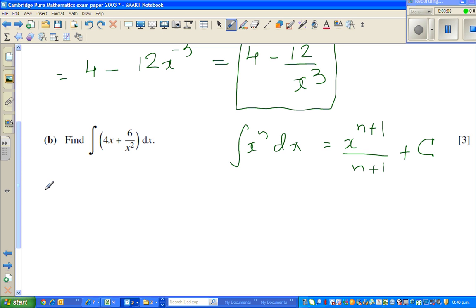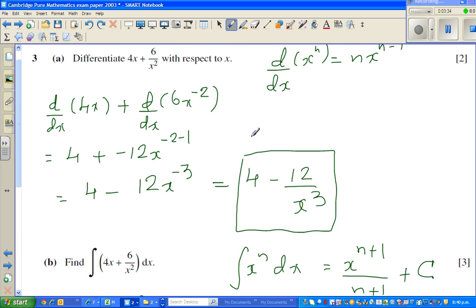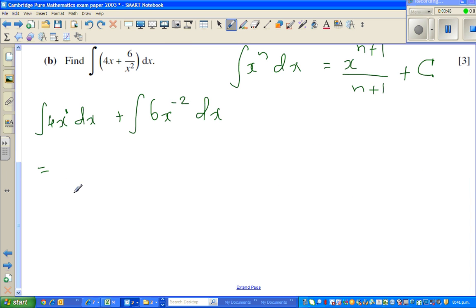You can distribute the integration. So this is the integral of 4x dx plus the integral of 6x to the power negative 2 dx. Here the power is 1. In differentiation, you multiply and you decrease the power by 1. Here, in integration, you divide and you increase the power by 1. That's how simple it is.